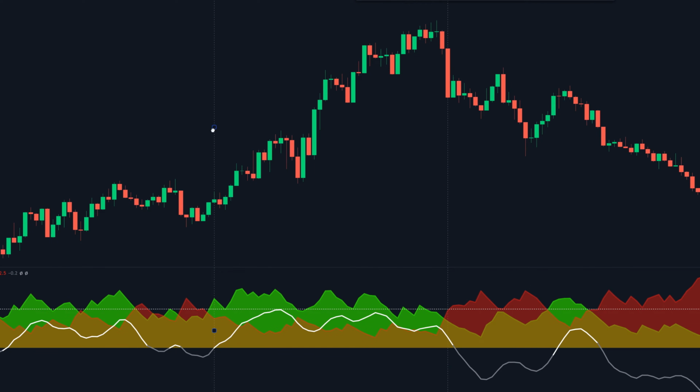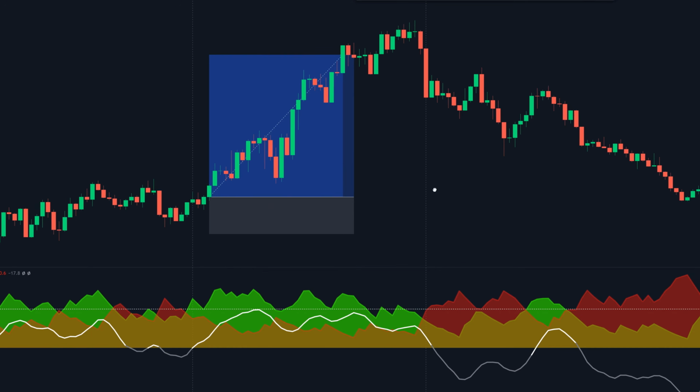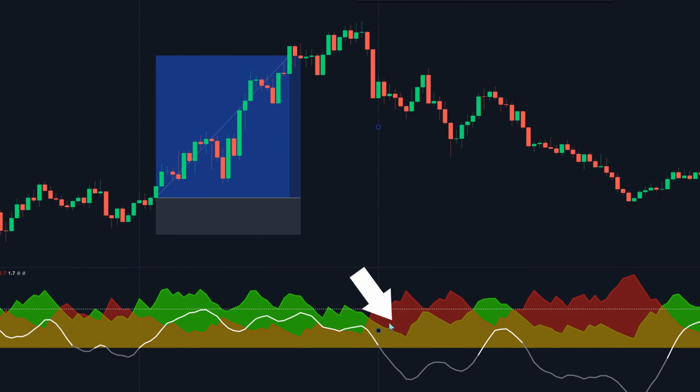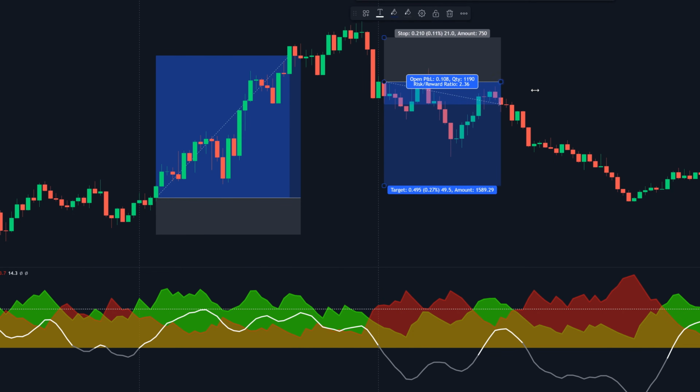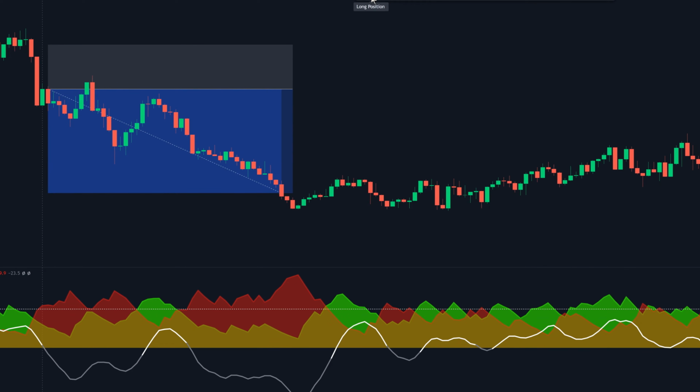One method that we can use to trade with this indicator would be to enter a long position as soon as the green area goes above this white line. On the other hand, for a short position, we would need to wait for the red area to get above the white line, and then we enter our short position. However, just like any other indicator, this one cannot be used alone.